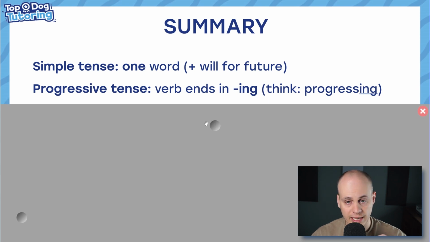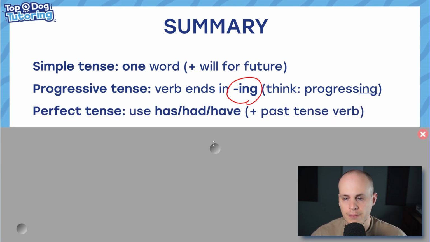Progressive tense, just think the verb needs to end in ing, and then you add something else, another verb before it, like were, was, will be, to make it make sense. Okay, so just use your common sense, but it has to use ing. Think, progressing, progressive, it's still happening, end in ing. And finally, perfect tense, just think, use has, had, or have, plus the verb in the past tense like we were just discussing. Okay, so if you can jot all of this down and remember this, then you'll be in a really, really good place.